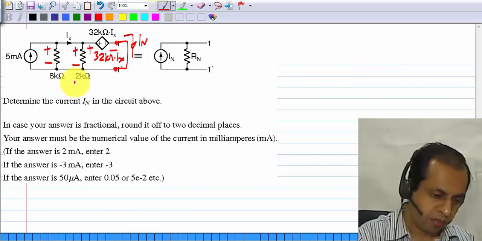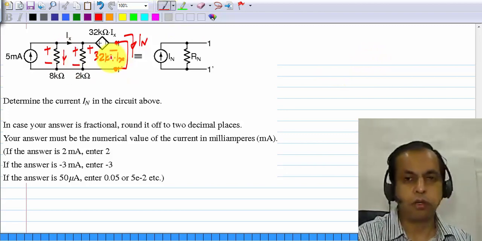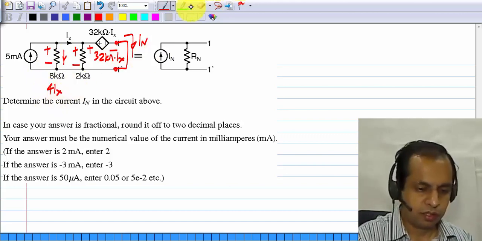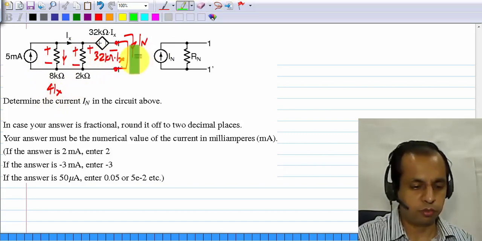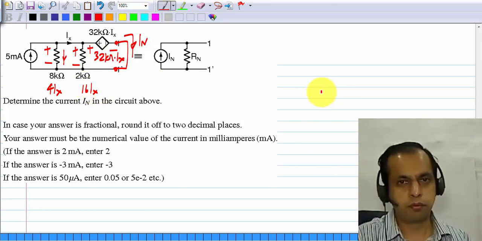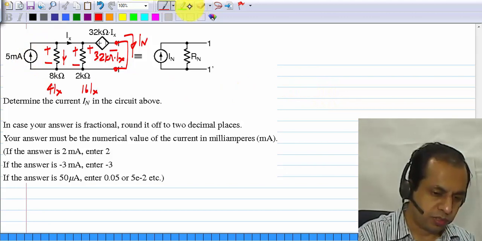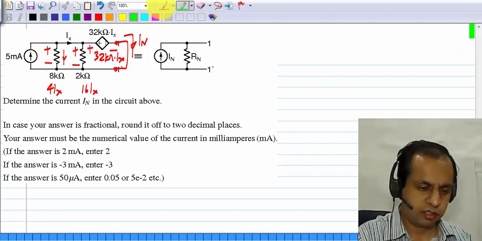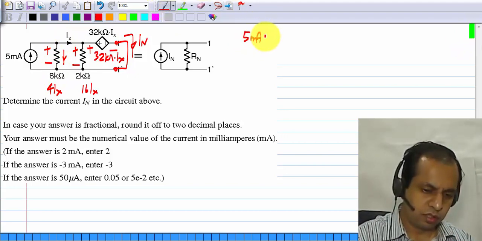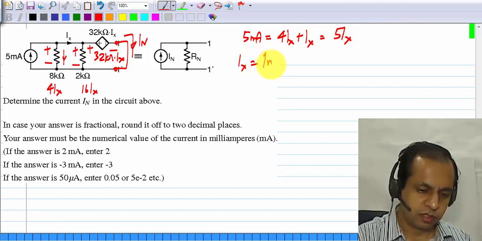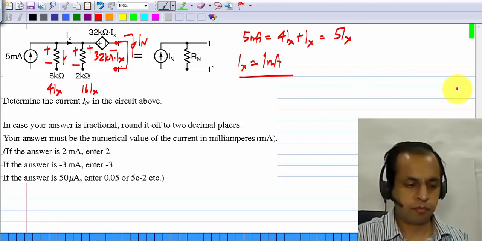because once you short circuit it, this and this are in parallel. Okay. So the current here is 32 kilo ohms times Ix divided by 8 kilo ohms, so that is 4 Ix, and the current in this is 32 kilo ohms times Ix divided by 2 kilo ohms, that is 16 Ix. So this 5 milliamps, it divides as 4Ix and Ix. So 5 milliamps is 4Ix plus Ix, which is 5Ix, and Ix is 1 milliampere.